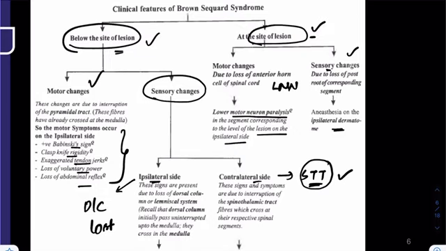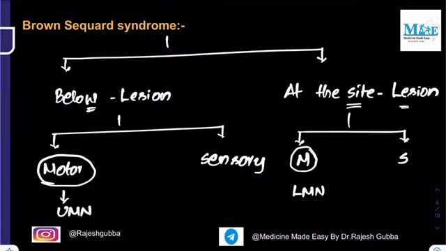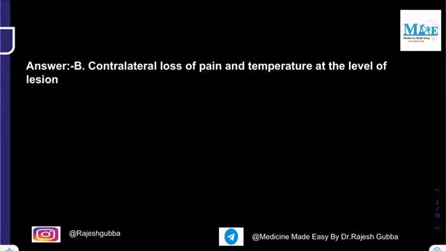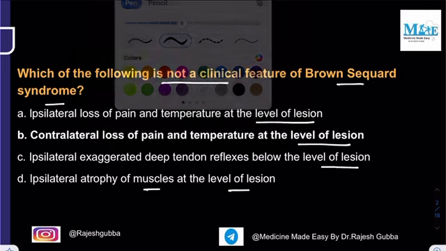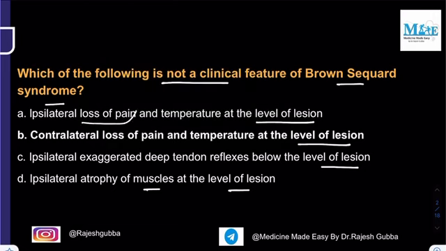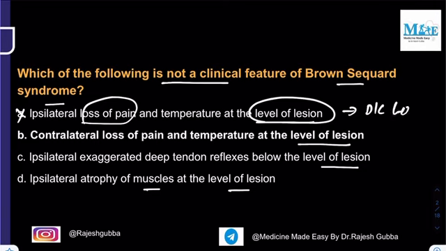Now we will go back to the question. If you see the question here, ipsilateral loss of pain and temperature at the level of lesion is a wrong statement. Ipsilateral, what is being lost? Dorsal columns are being lost. It is not the spinothalamic tract. Contralateral loss of pain and temperature at the level of lesion, right? So that will be the correct statement.